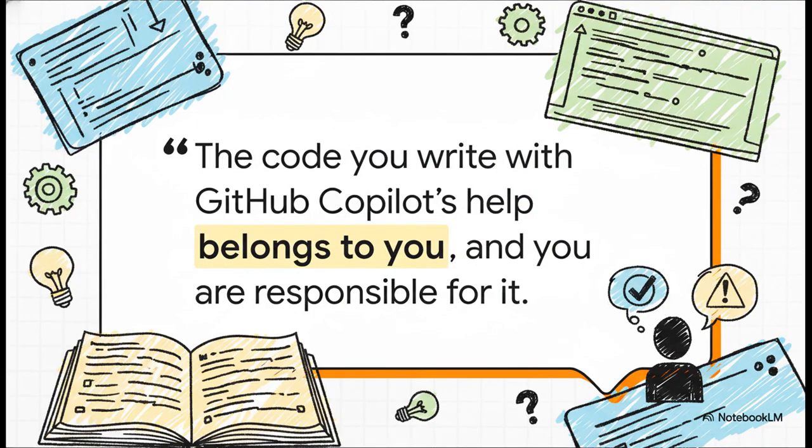And that leads us straight into GitHub's own official policy from their FAQ. It explicitly states, quote, "The code you write with GitHub Copilot's help belongs to you, and you are responsible for it." Now, that is a huge point. It places the ultimate burden of quality, ownership, and safety squarely back onto your shoulders.